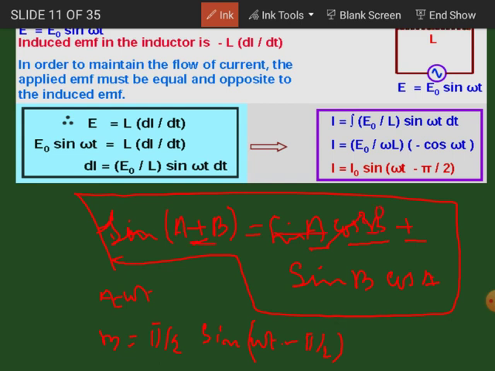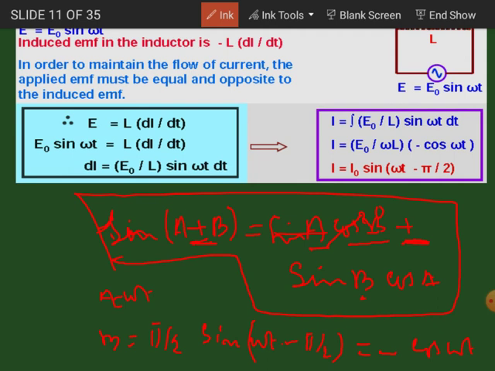Then we are talking about minus, so you take it minus. So the sine of omega t minus pi by 2 will be equal to minus sine of 90 degree. Now B is 90 degree, so sine of 90 degree is 1. Cosine of A means omega t, so you will have cosine of omega t. So minus cosine omega t will be equal to sine of omega t minus pi by 2.